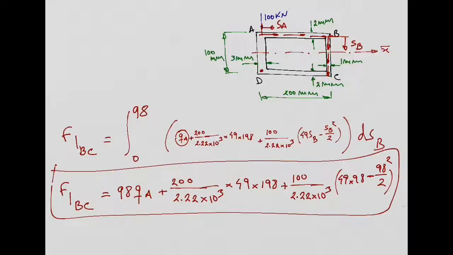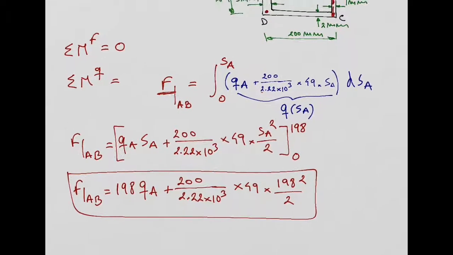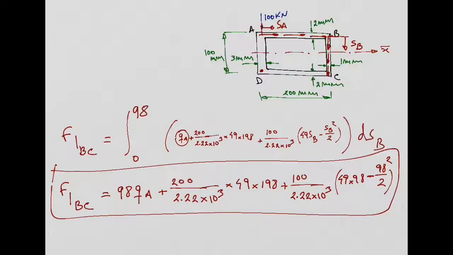We need to keep this result because we are going to need to use this force together with this force as well. So these two results we need to keep, the forces in these two walls, wall AB and wall BC, because after the break we are going to see how we can then calculate this QA that will unlock everything, right?